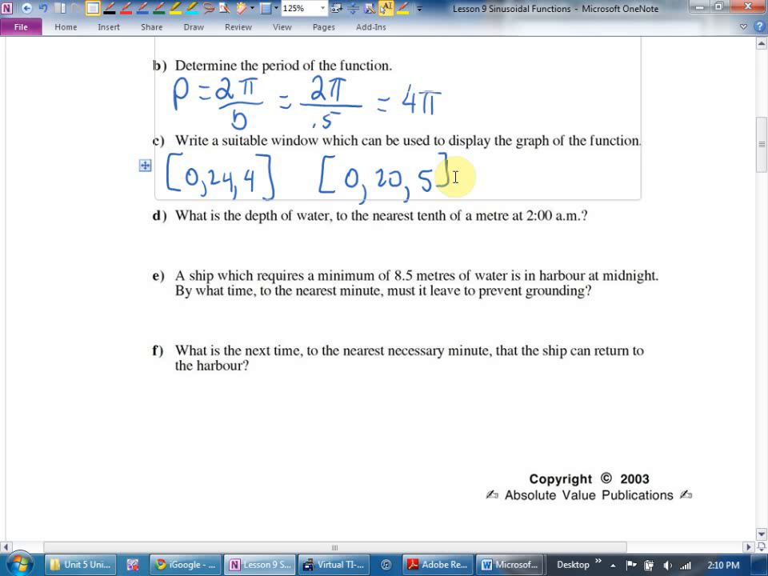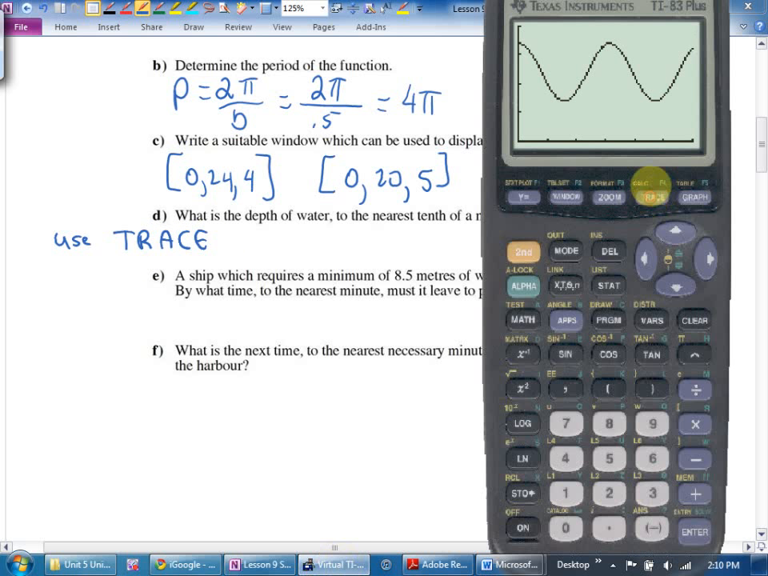Okay. If they give you an X value, we're going to use trace. If you hit the trace button and you type in the X value that they gave you of 2 and hit enter, it will tell you the Y value that goes with it. You know what the depth of water is at 2 a.m.? 14.7 meters.